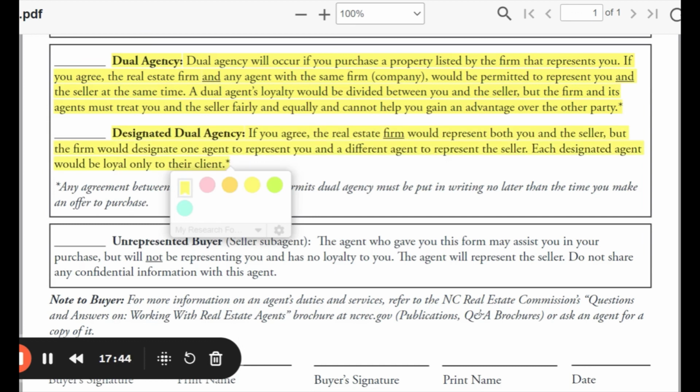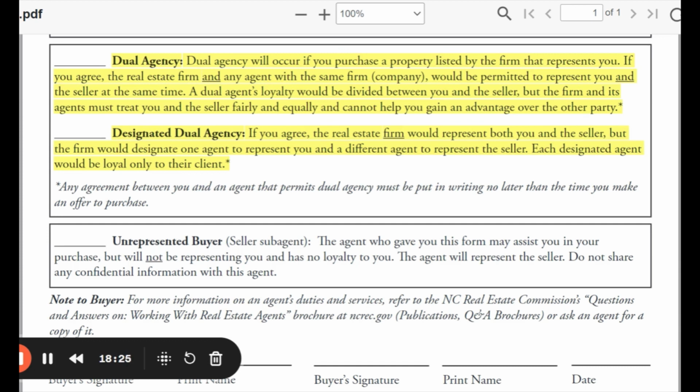So we're on designated dual agency. If you agree, the real estate firm would represent both you and the seller, but the firm would designate one agent to represent you and a different agent to represent the seller. Each designated agent will be loyal only to their client. So that's when we have two agents in our firm. One is going to represent the seller and one is going to represent the buyer, but they're in the same firm. So that's still a dual agency situation, but it's designated dual agency.